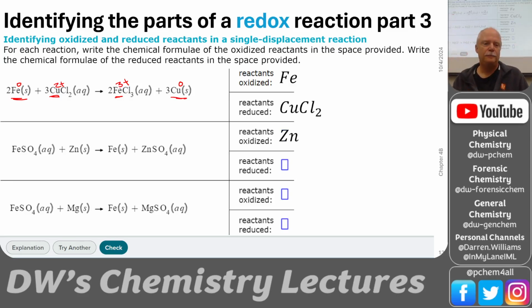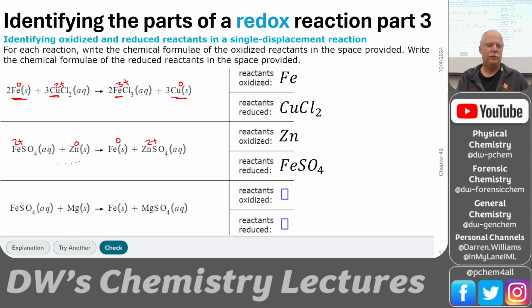So the next one, we're looking at zinc metal here, going from 0 to 2 plus. And here iron's going from 2 plus down to 0. Okay, so the zinc went from 0 to 2 plus, so it lost electrons. Oxidation is loss of electrons. So the zinc was oxidized, and then the iron sulfate was the species that was reduced, but it was really the iron 2 plus cation.